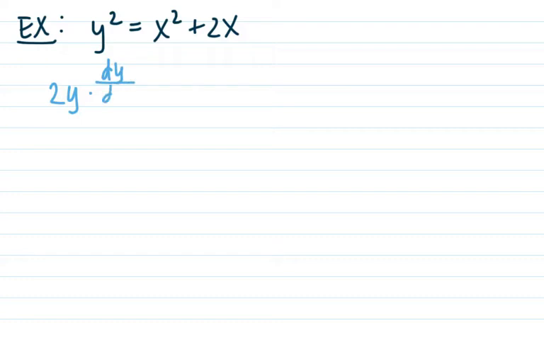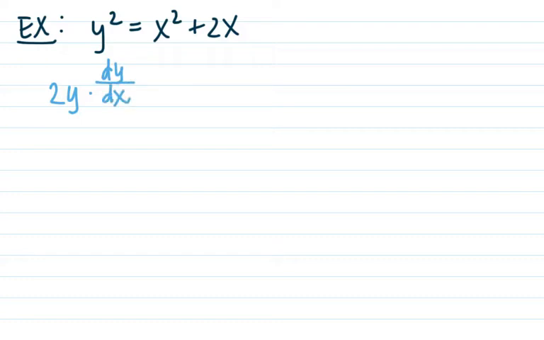Alright, so for our second example, we're going to use y squared equals x squared plus 2x. Okay, so let's take the first derivative of y with respect to x. We're going to take the derivative here using the chain rule. We're going to get 2y times dy dx.